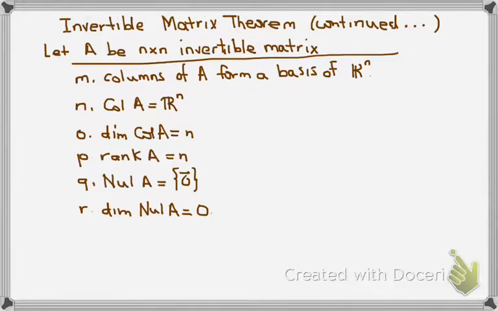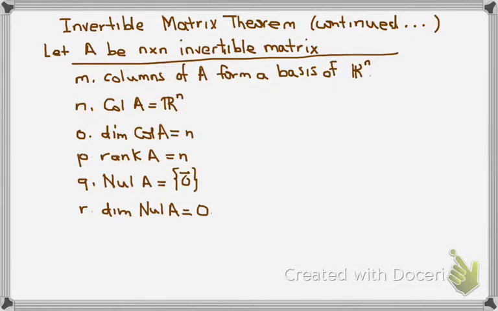The second one says that the column space of A is equal to Rn. Well, the column space is simply the span, or all possible linear combinations of the columns of A. Again, we said that Ax equal to b has a solution for every b in Rn, which tells us that indeed all possible linear combinations will give us everything in Rn. The next one says that the dimension of the column space is equal to n. Well, this is easy, right? The dimension of the column space would be the number of pivot columns of A.